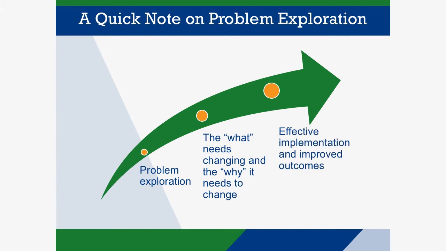This work is critical. Without understanding the nature and underlying causes of the problems, jurisdictions risk implementing the wrong solutions. This can result in wasted time and valuable agency resources, and ultimately it could make it difficult, if not impossible, to improve outcomes for children and families.